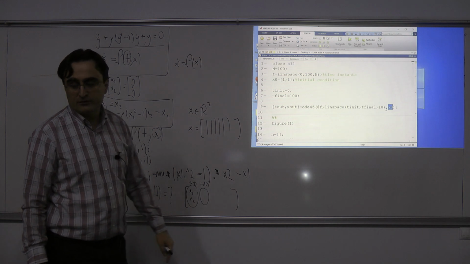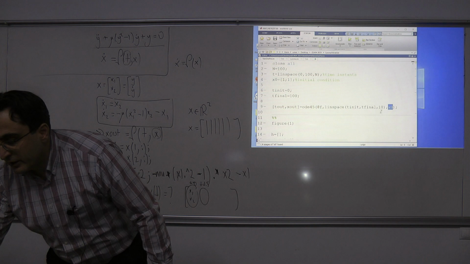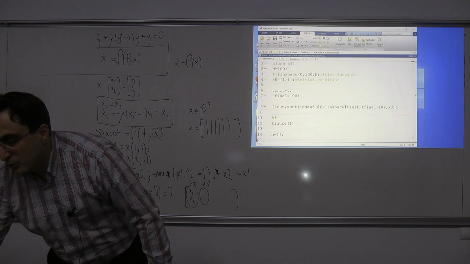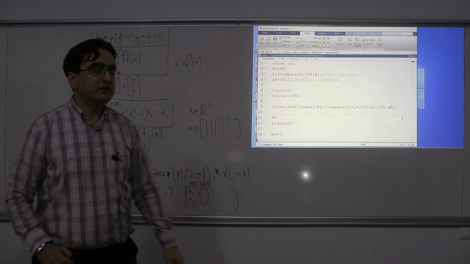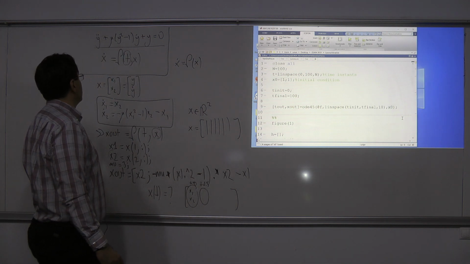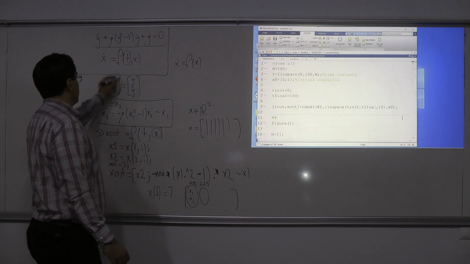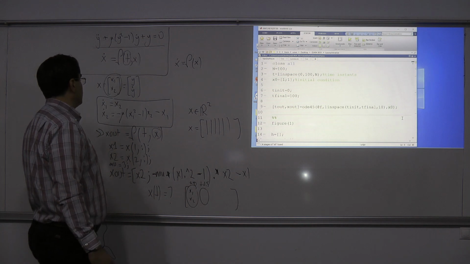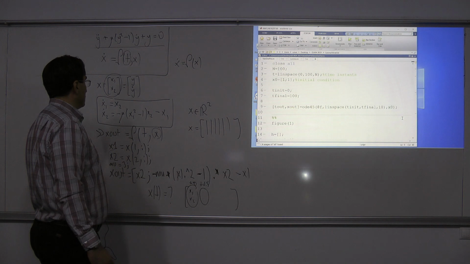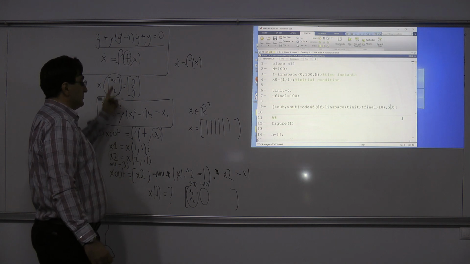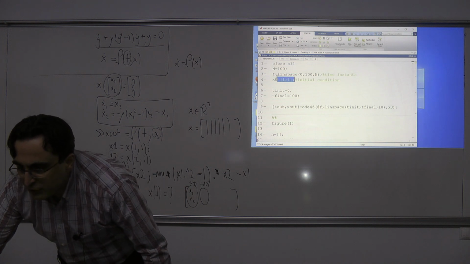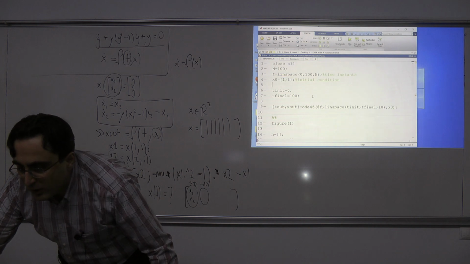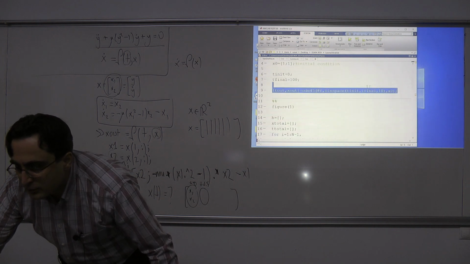So the second input is the time instance that you want the solution at, and the third input to the ODE function is the initial condition. Whatever initial condition of the state that you would like to solve the differential equation at. Okay? So then you give a vector with two elements there. So here I have chosen my initial condition at the point 1, 1. x1 is 1 and x2 is 1. And I gave this to the function.